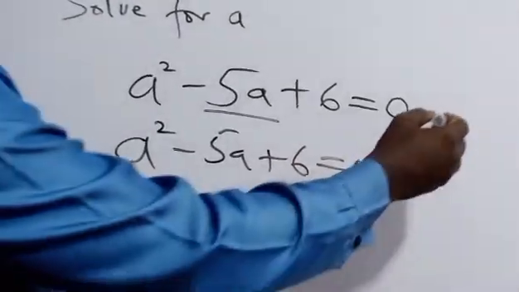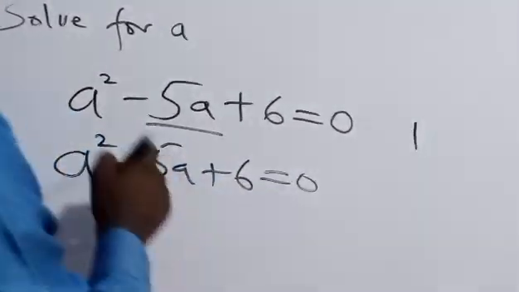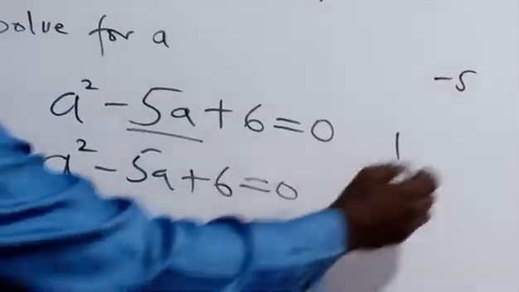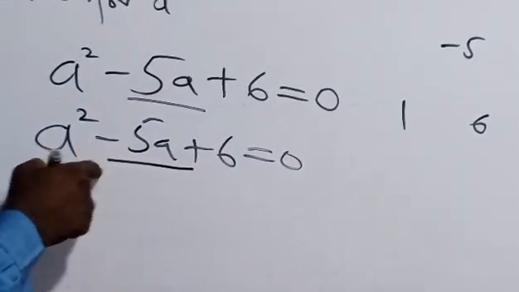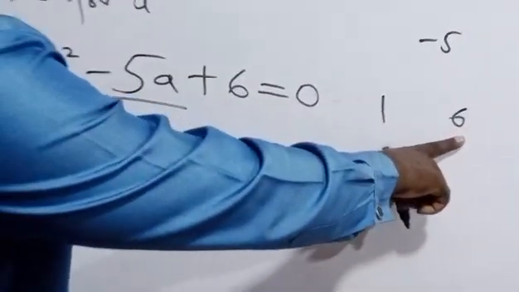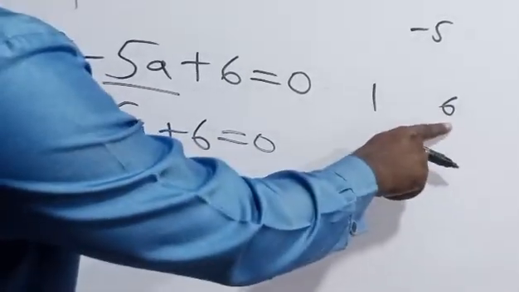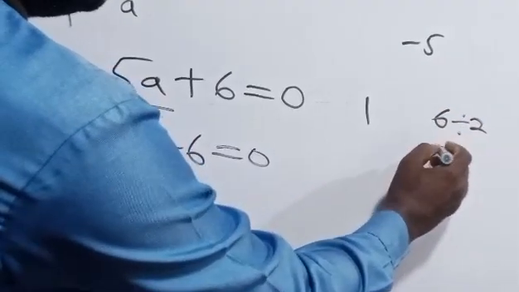Now, please pay attention. The coefficient of a squared is 1. The coefficient of a is minus 5. And our constant is 6. I want to teach you how to get the value of this minus 5a. Coming to this side, the smallest number you can use to divide 6 without having any remainder is 2. So divide 6 by 2, you will have 3.